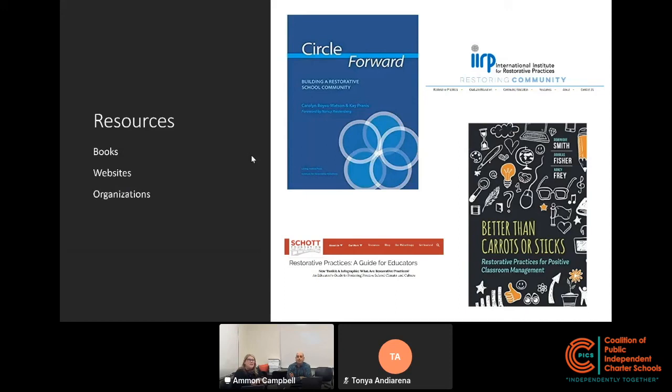So the blue Circle Forward book is a Bible for running circles. It has about every scenario you can think of. It has prompts for you to set up the circle. It has guiding questions to facilitate the discussion in the circle. I don't want to say a no-fail manual, but essentially it's a no-fail manual. It's wonderful. It has so many resources for you. It's probably 500 pages. It's about $80 on Amazon, and it's money well worth spent.